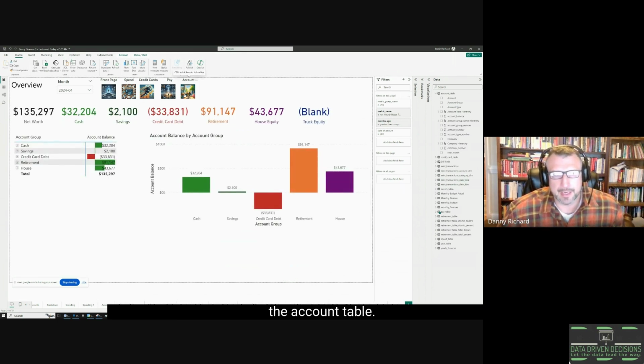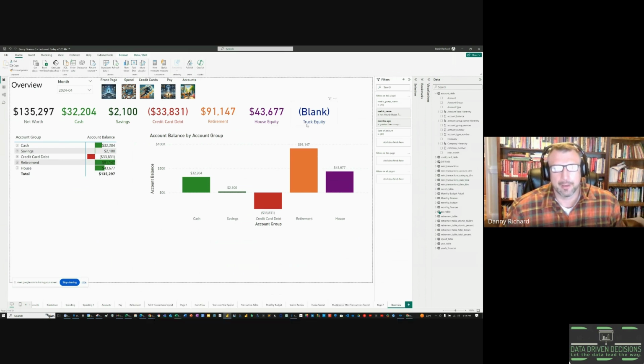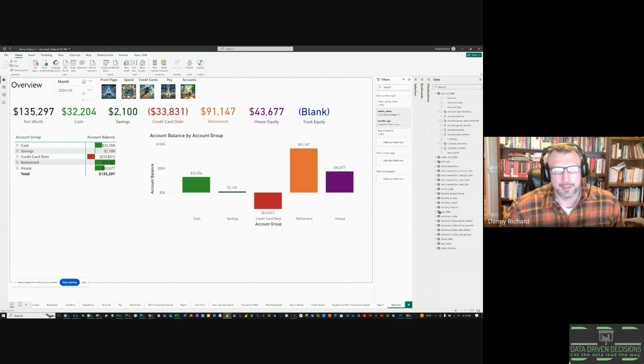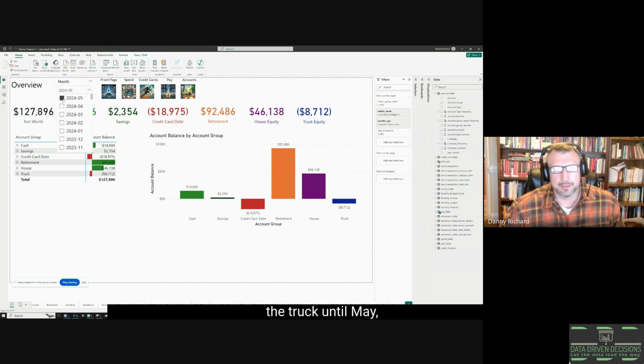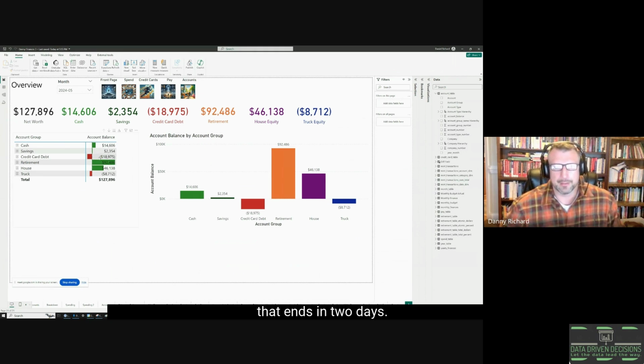Next is the account table. So this is all of my accounts. And I break my accounts down into these six categories: cash, savings, credit cards, retirement, house equity, and truck equity. And the sum of that equals my net worth. And then this matrix right here looks at those categories. You don't see the truck until May, which is still in the future. That ends in 2 days.